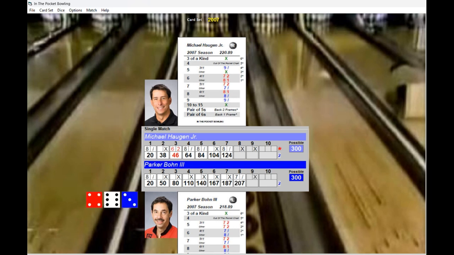Parker throws 4-6-3. That's a strike. That's 207 through 8. On to 10. He throws a 2-4-5. That's a strike. Next ball is a 2-2-6. That's a strike. One more to go. 3-1-5. He finishes with a 9. He finishes with a 266. I think he's won. Yeah, I think he's got it.